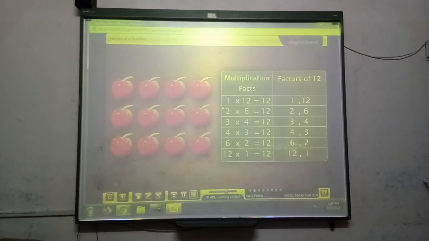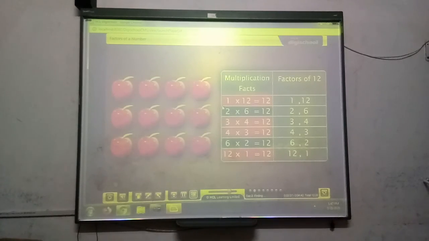Note that some of the multiplication facts give the same set of factors for 12. For example, 1 into 12 and 12 into 1 both give the factors of 12 as 1 and 12. Similarly, 2 into 6 and 6 into 2 give the same set of factors, 2 and 6. Also, 3 into 4 and 4 into 3 give the same set of factors, 3 and 4.